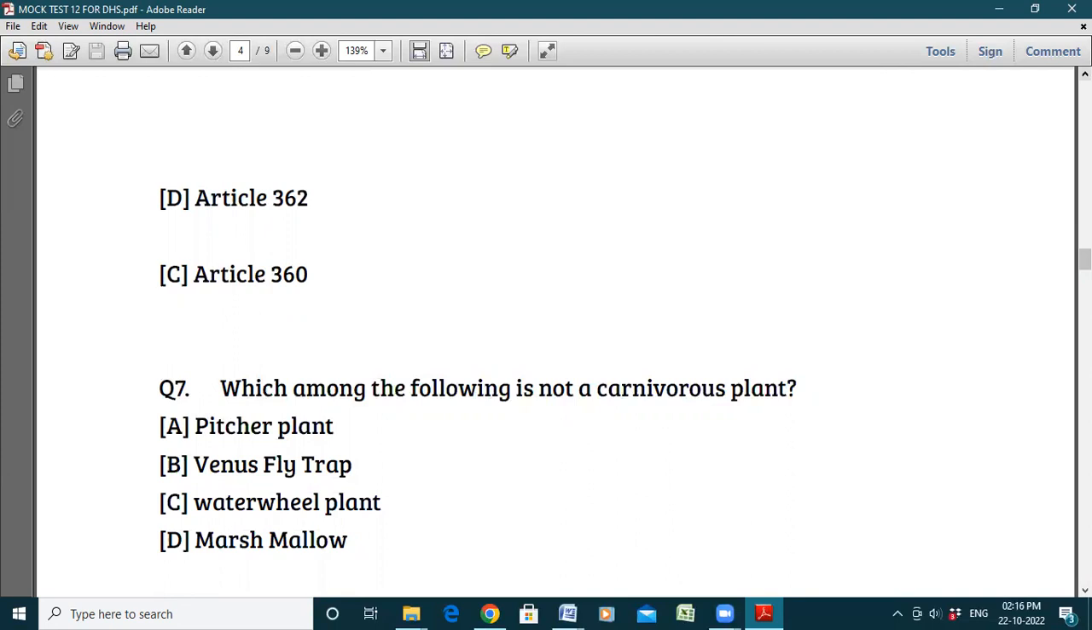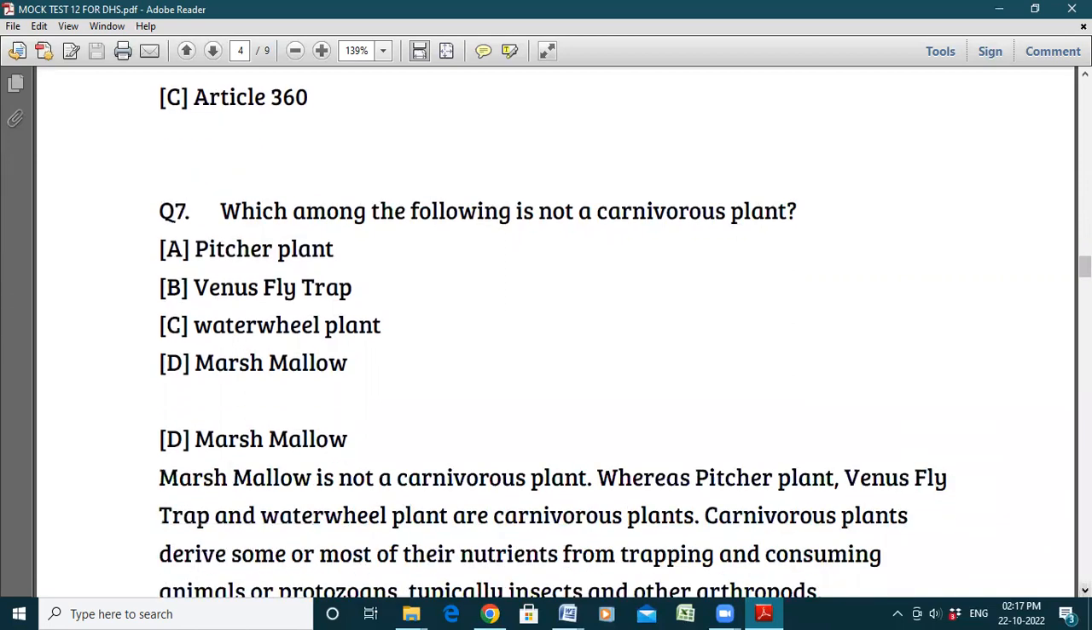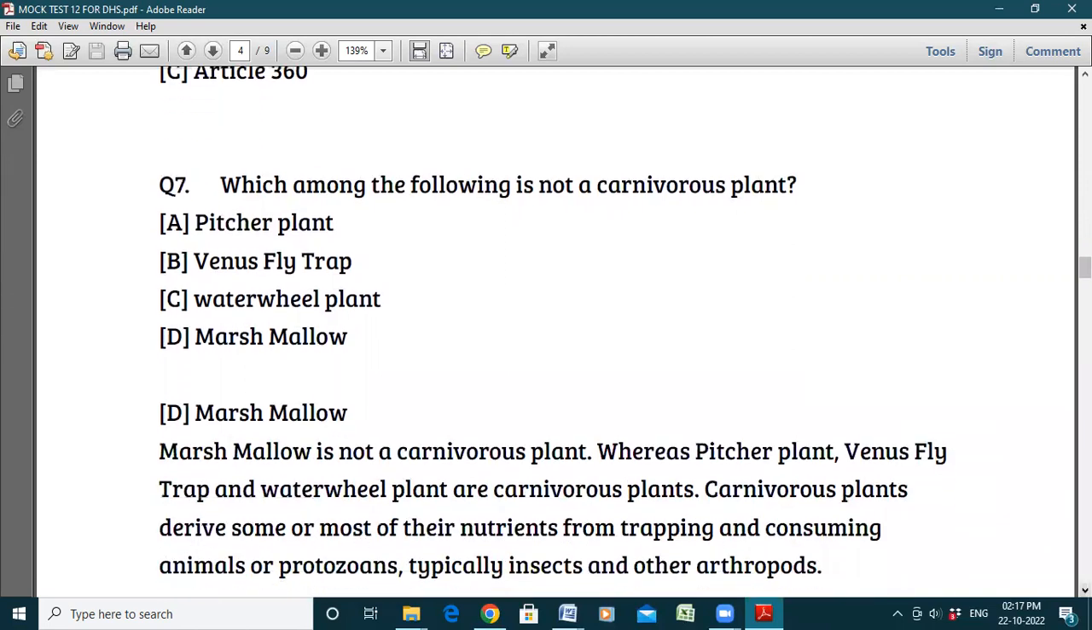The next question, which among the following is not a carnivorous plant? Plants that eat insects, small insects and other creatures. Among the options, pitcher plant, Venus flytrap, water wheel plant, these three are carnivorous plants, but marshmallow is not a carnivorous plant. So option D is the correct answer.